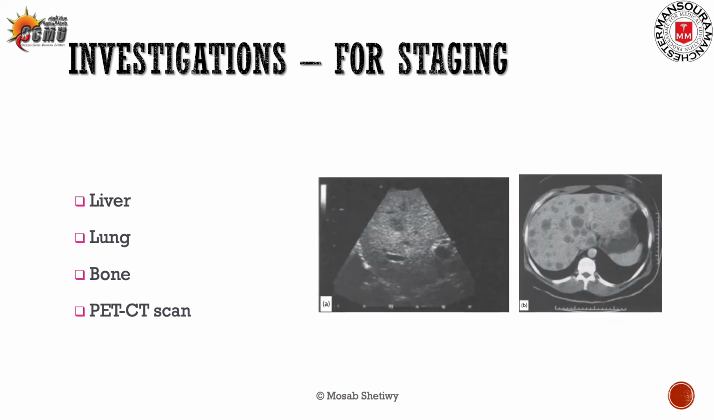The third category of investigations are investigations for staging. As you know, the liver is the most common site of metastasis from colorectal carcinoma. So it must be scanned preoperatively with contrast CT. Lungs are also scanned by CT chest, especially for rectal or lower rectal lesions.